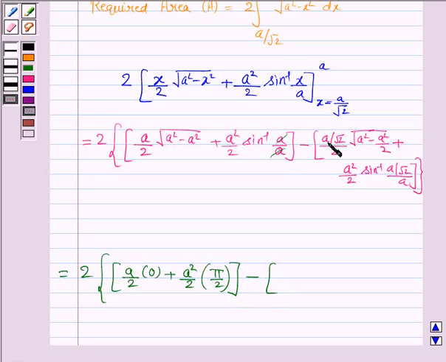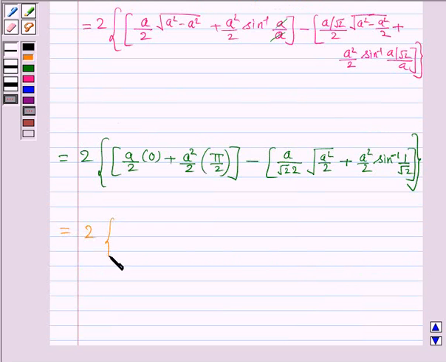minus (a/(√2·2)) into √(a² − a²/2), which is √(a²/2), plus (a²/2) sin⁻¹(1/√2). Again this is equal to 2 into a²π/4 minus a/2^(3/2) into a/2^(1/2), plus (a²/2) sin⁻¹(1/√2), which is π/4.